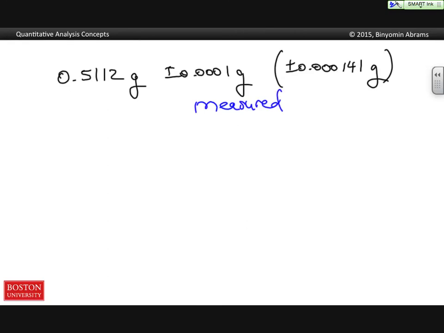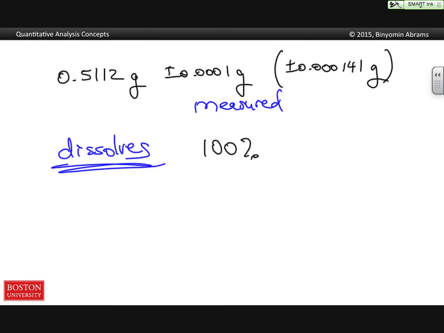But what we care about is the amount that actually dissolves. And what happens in the likely scenario that not all of it dissolves? Well, then we can't suddenly say that we know that we have 0.5112 grams. So now the question becomes, how much didn't dissolve? Well, 100% dissolved is the easiest scenario, right? 100%, we don't see any solid floating around in solution. I think we could tell the difference between 100% dissolving and 10%. So that's not even a question. But could you tell the difference between 100% dissolving and 50% dissolving?